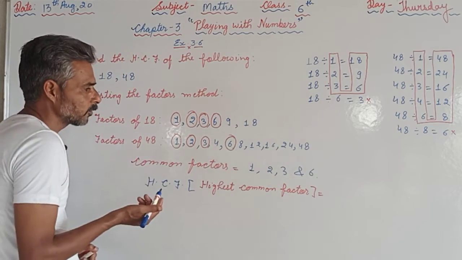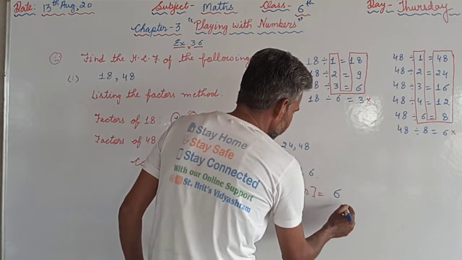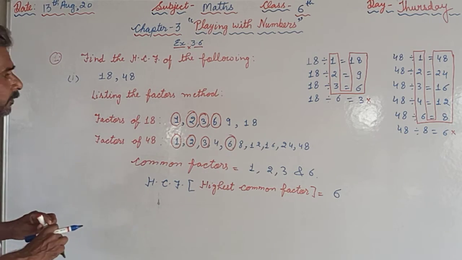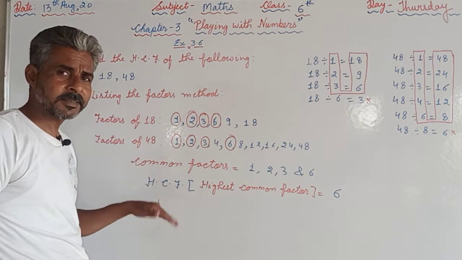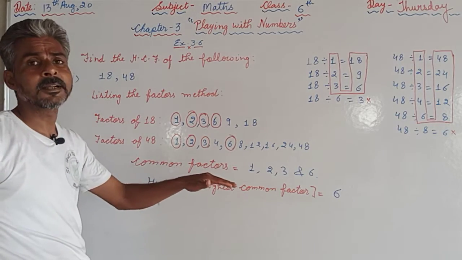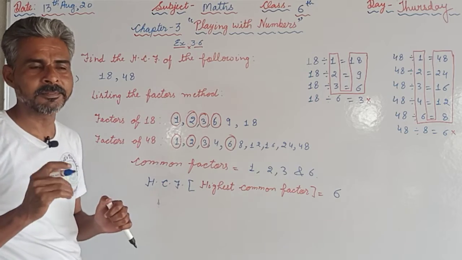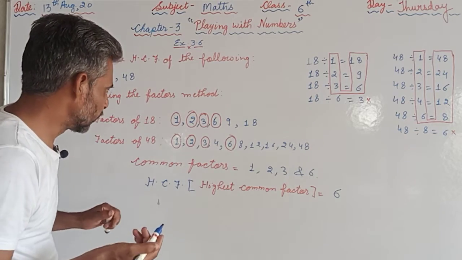Among these, which is the highest common factor? That is 6. First of all, we will list the factors, then we will circle the common factors, we will write the common factors, and out of these common factors we are supposed to select the highest one, the number having the largest value, that is 6.